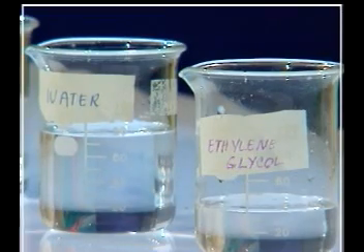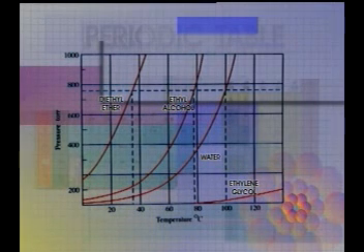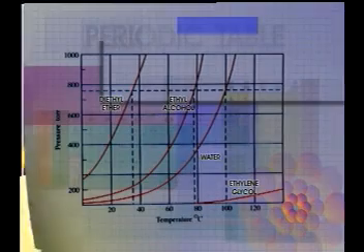Water and ethylene glycol have low vapor pressures. They do not evaporate easily. Ethylene glycol is used as an ice substitute. This graph also shows that the vapor pressure of each liquid rises with temperature. We now ask the following questions. Why do different liquids have different vapor pressures? Why does vapor pressure rise with temperature?